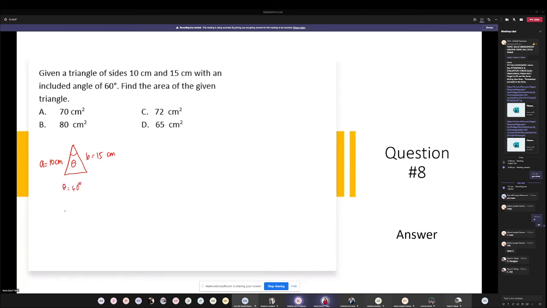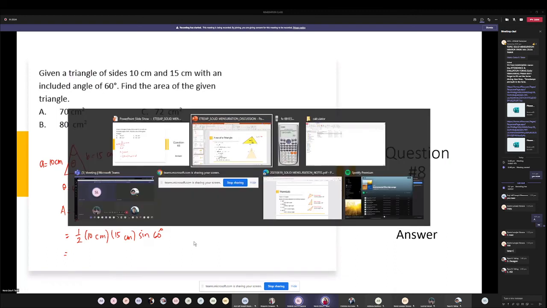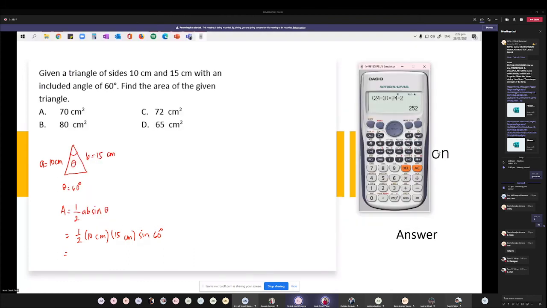So for the area of the triangle, we need to use the second formula, 1 half AB sine theta. Just plug in the values. So we have 1 half times 10 cm. You include the units when you solve so that you can check if they have consistent units or not. If we need to convert one of the units, be careful with the conversion. So 1 half, that's 0.5, times 10 times 15, then times sine of 60.